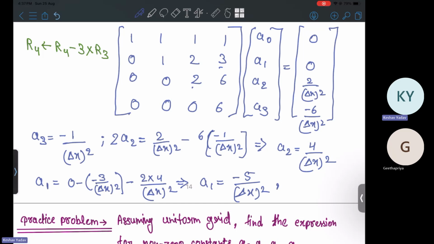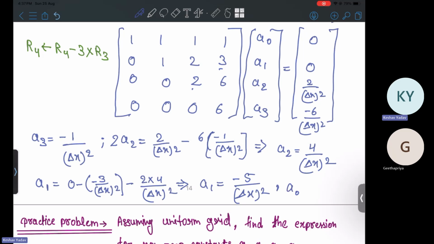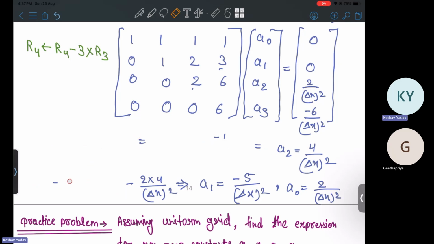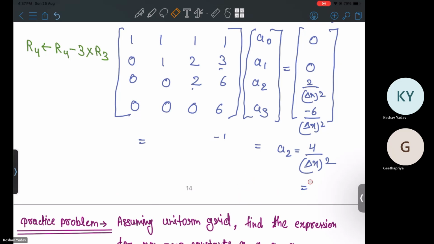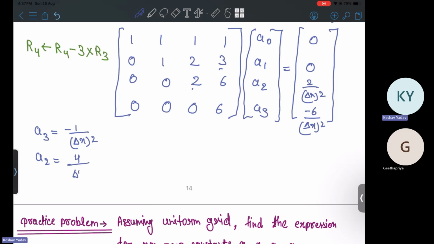Similarly, if you find the summation of all these, this is 1, so this is minus 1, this is 3, 3, 3 minus 5, this will equal minus 2. So a0 should be equal to 2 divided by delta x square, which means, what are the values we have got? I will write the values directly. What we have got: a3 equal to minus 1 upon delta x square. A2 is 4 divided by delta x square, a1 is minus 5 divided by delta x square, and a0 is 2 divided by delta x square.